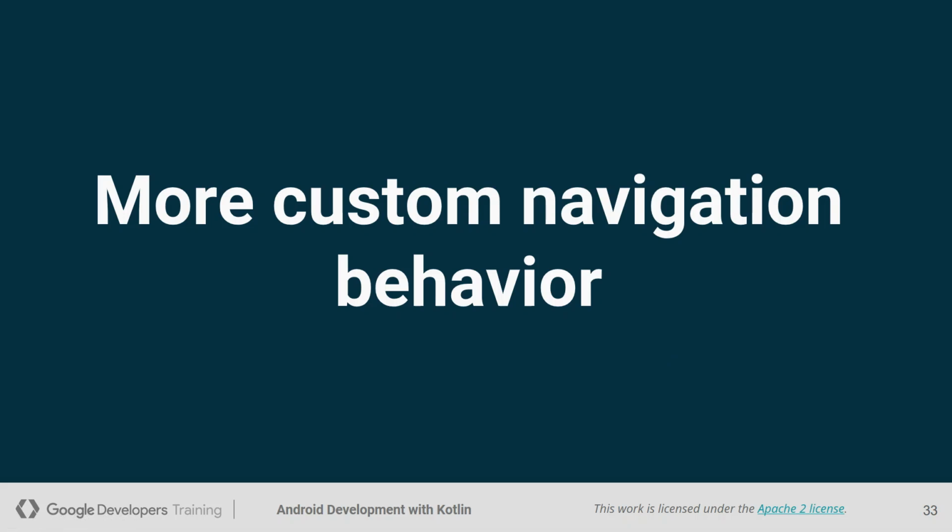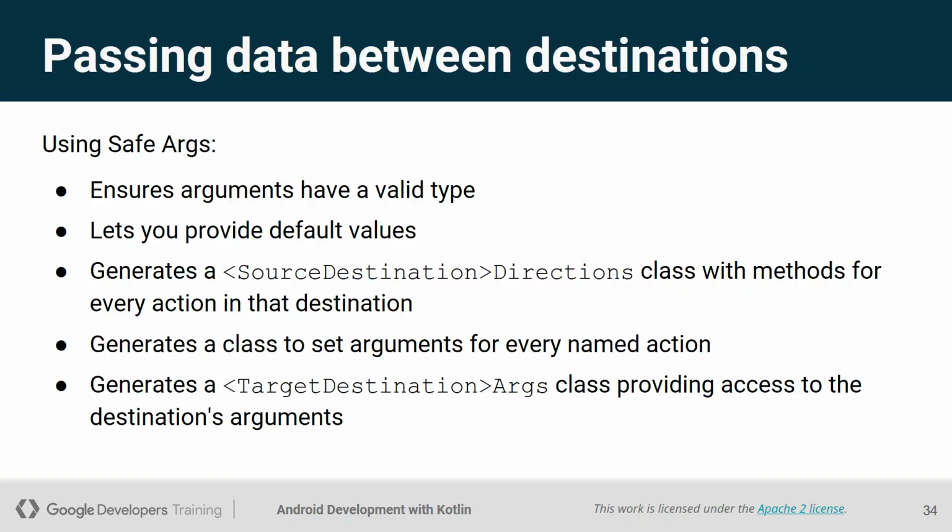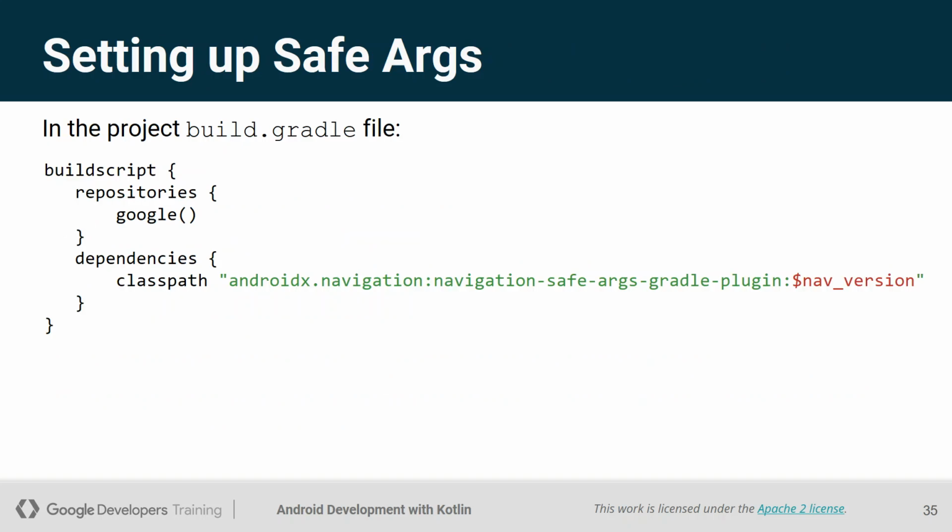So for more information about that, we can now check the navigation behavior. That is passing the data between the destinations and finding the target, ensuring the arguments have valid types. Let your provider default values be defined. Generate the class to set the arguments for every named action. And then generate the target destinations where you can provide access to the destination arguments that you want. For you to do that, you need to make the change.